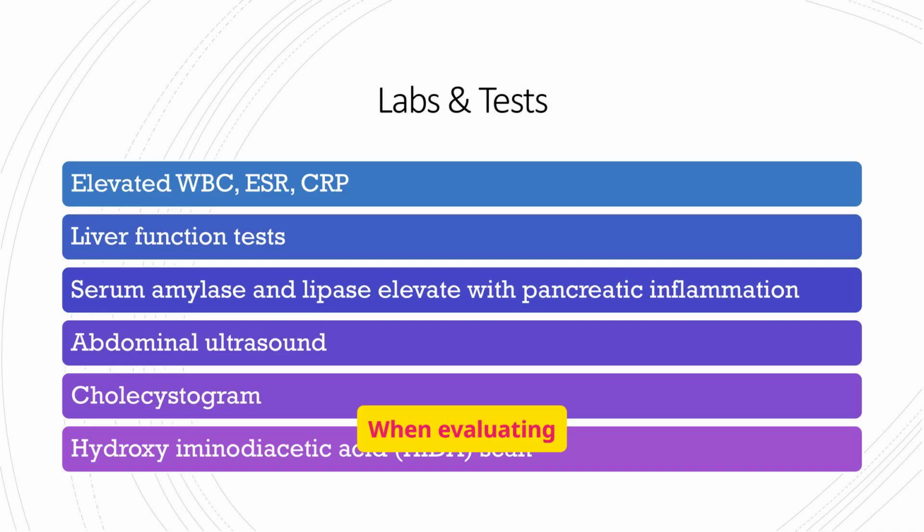When evaluating gallbladder and pancreatic dysfunction, several labs and tests are helpful. These include checking for elevated WBC, ESR, and CRP, as well as liver function tests. Serum amylase and lipase levels elevate with pancreatic inflammation. Abdominal ultrasound, cholecystogram, and HIDA scans can also provide valuable information.